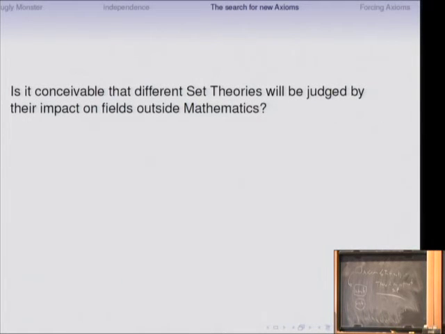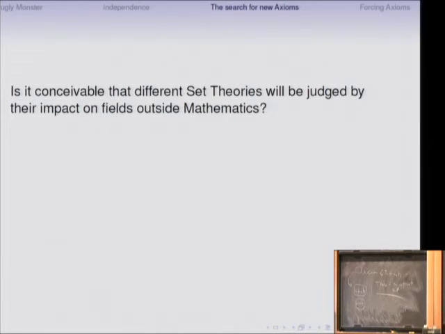Is it conceivable that you can compare different set theories by fields outside of mathematics, let's say physics? Is it relevant for physics what type of set theory your theory is in? Think about physics. You have a certain mathematical structure that describes the Hilbert space, the manifolds that appear in strings and everything. So is it possible that different set theories will give you implications which are relevant to physics? I don't have an example. There is no example like that.